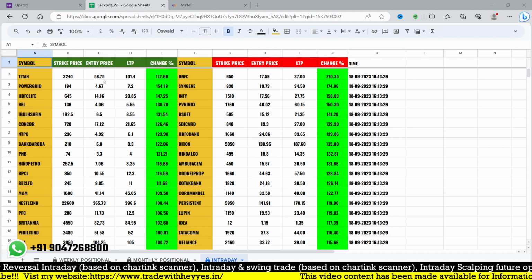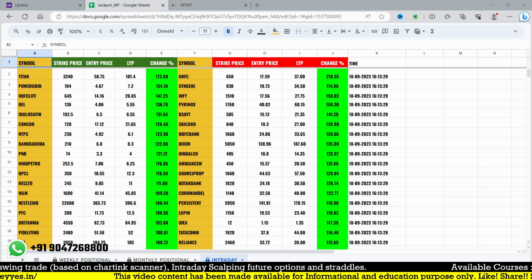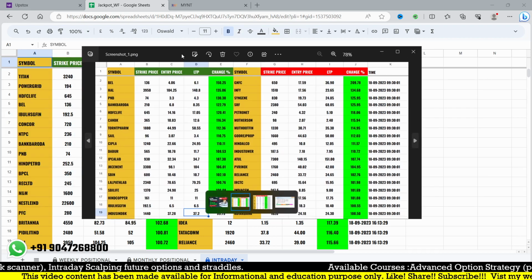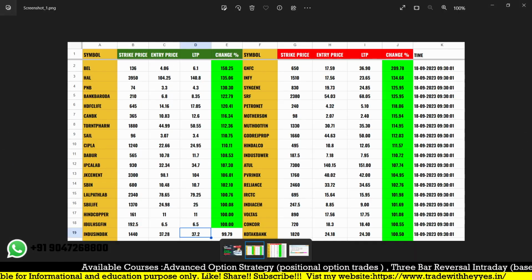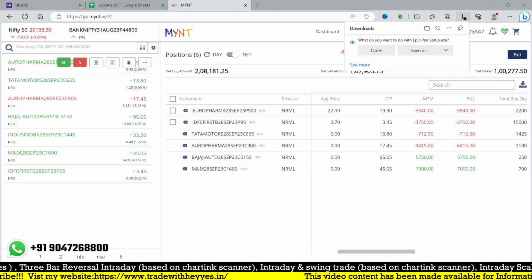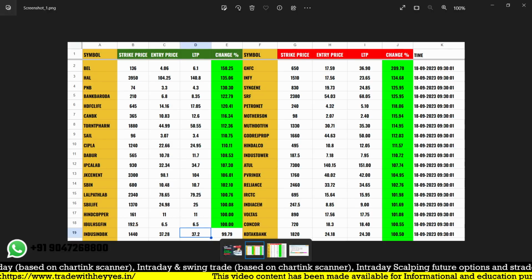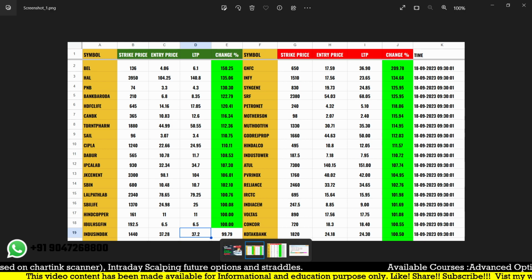Before going to discuss the Google Sheet, I will tell you about one more thing, the screenshot which I have taken around 9:30. Look at these stocks which I have taken in the morning. This screenshot will tell you what are the options which trigger before the entry.